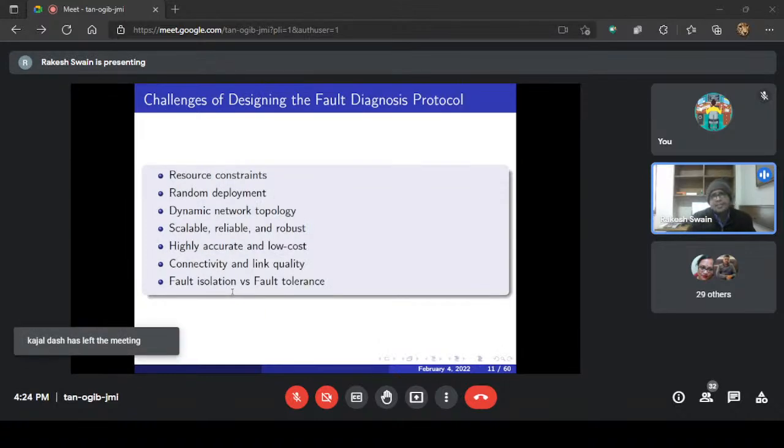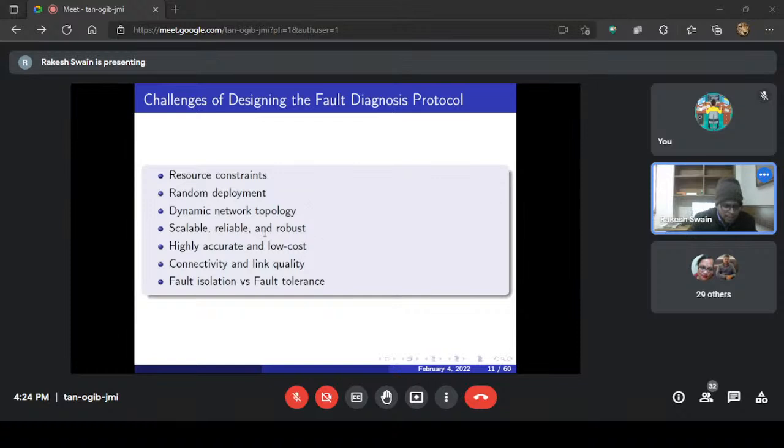So these are the challenges in designing a fault diagnosis technique. As you know, it is a wireless sensor network, with low power, less storage devices and energy constraints. So resource constraint is a problem. And random deployment is a problem, because you can deploy the sensor network and the network topology is dynamic. Sometimes we can add more sensor nodes, so the topology will change. Sometimes you can remove sensor nodes, so the topology will change, and it needs to be scalable, reliable, and robust.